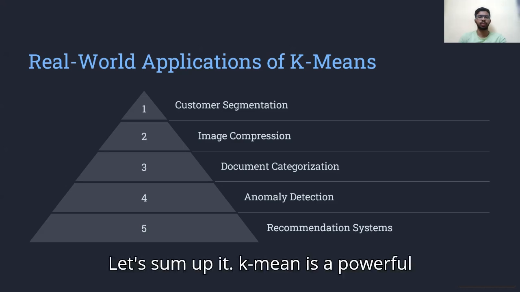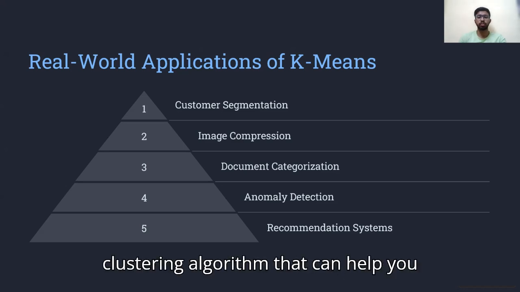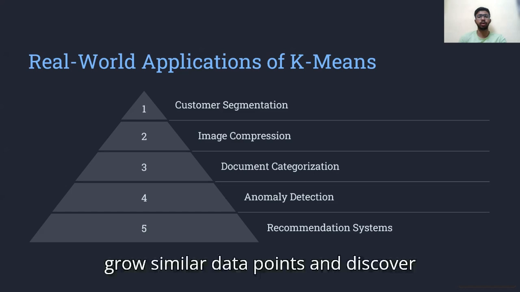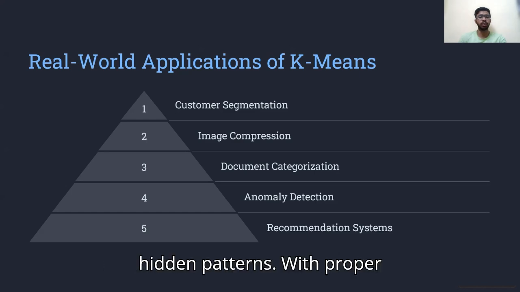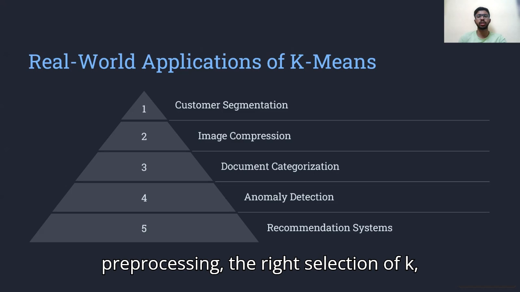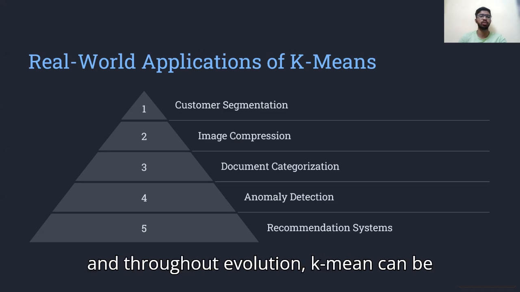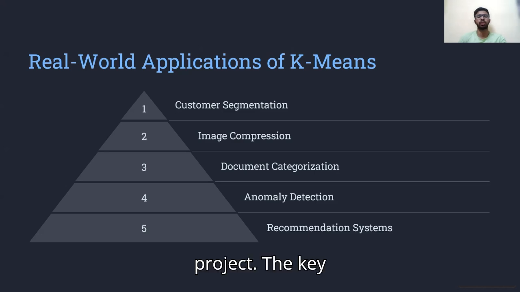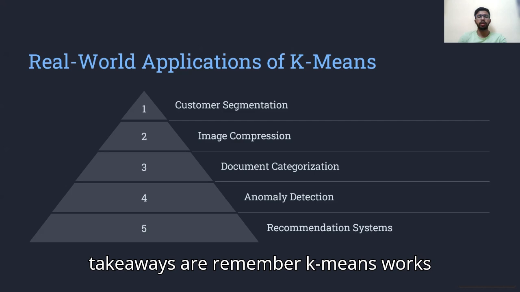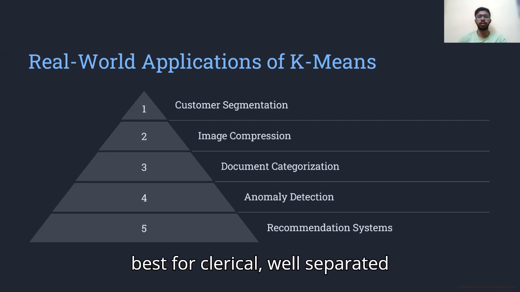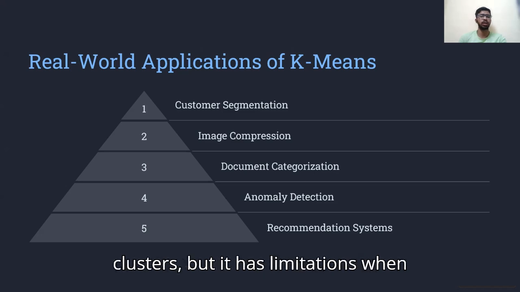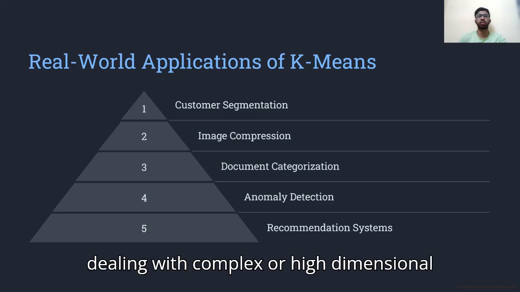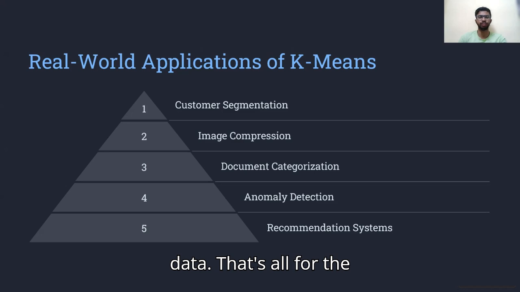Let's sum it up. K-means is a powerful clustering algorithm that can help you group similar data points and discover hidden patterns. With proper preprocessing, the right selection of k, and thorough evaluation, k-means can be an essential tool for any data analyst project. The key takeaways are: remember, k-means works best for spherical, well-separated clusters, but it has limitations when dealing with complex or high-dimensional data.